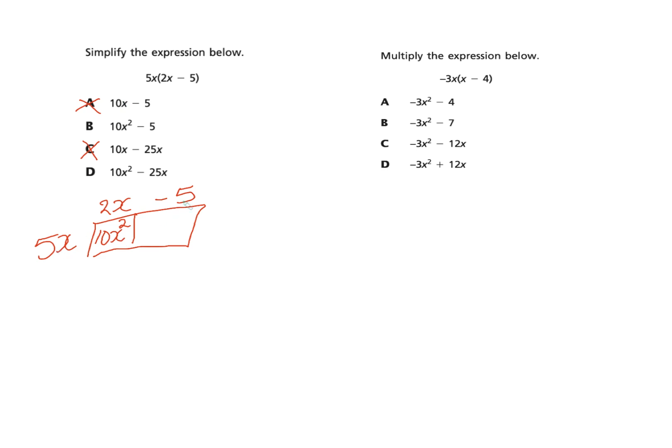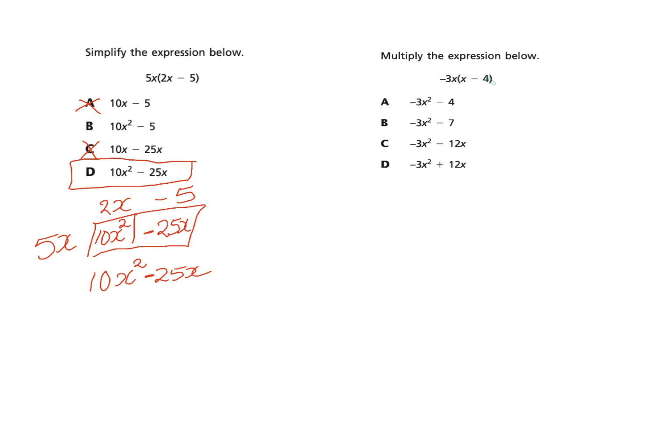And then 5x times negative 5 is negative 25x. And my final step is to put them together as one expression, which is 10x squared minus 25x. So our answer is D. Remember, you can't combine these two. You cannot subtract them because they're not like terms. This is an x squared and this is an x.